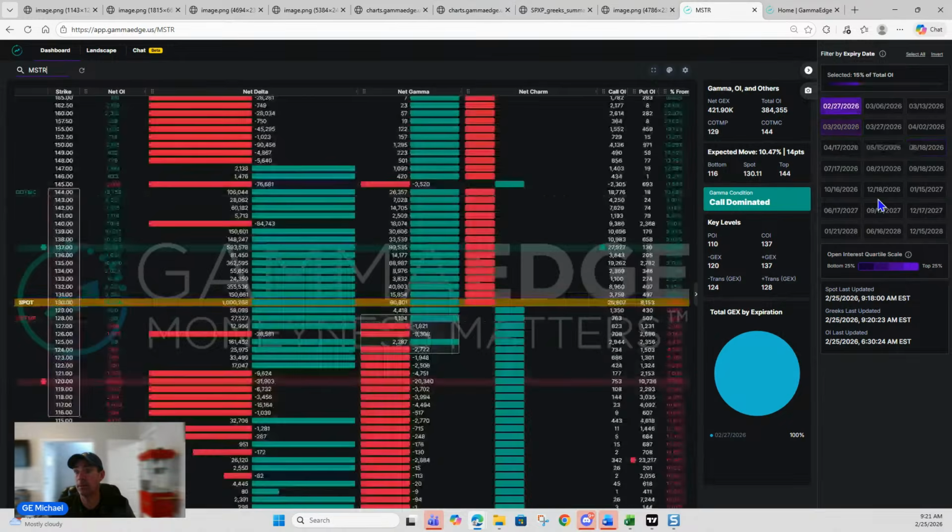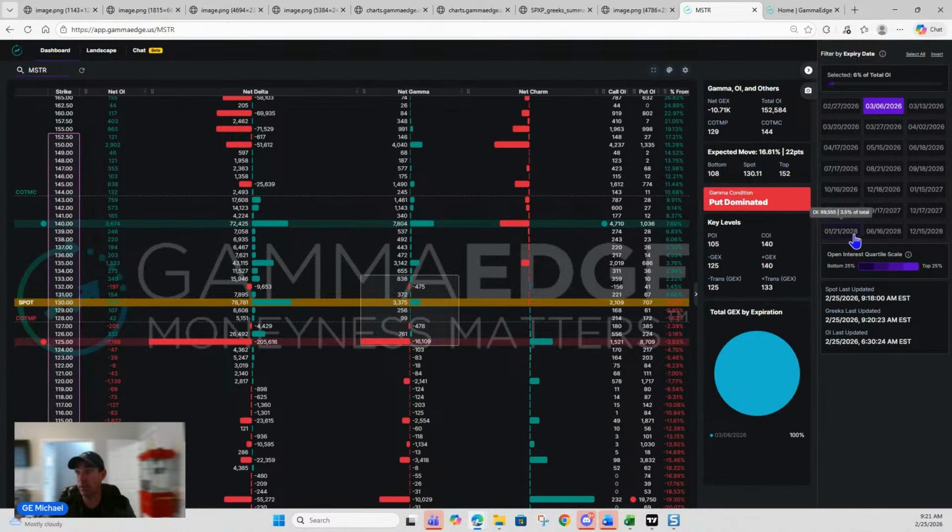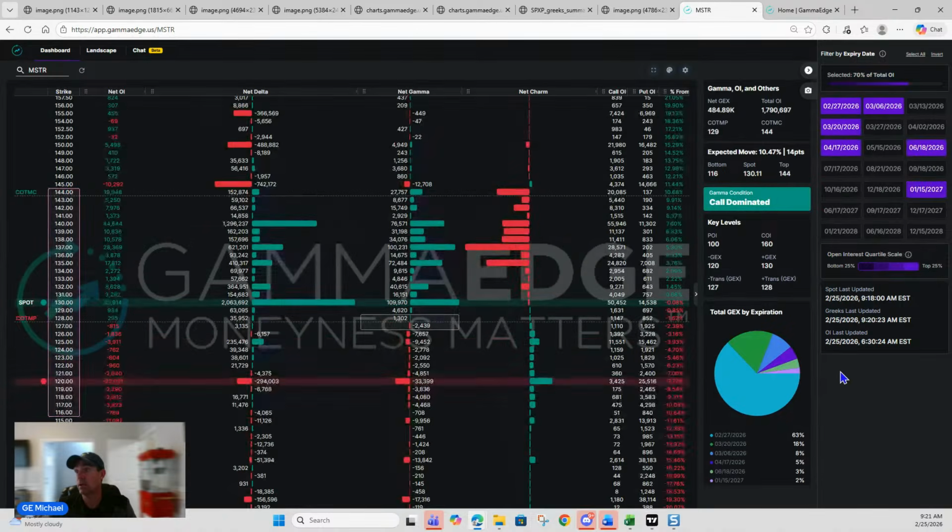MSTR, above transition, call dominated, looks good. 137 to the upside, looks good on MSTR. Improving. Next Friday's expiry is put dominated though, but structure is up towards 140. Everything looks good there. So speculation starting to come back into MSTR. Call dominated, 130, spot price right at it. You need to see that structure advance up towards 140, but you do have speculation to the upside. So stalling 135, 137. So structure looks good on MSTR.